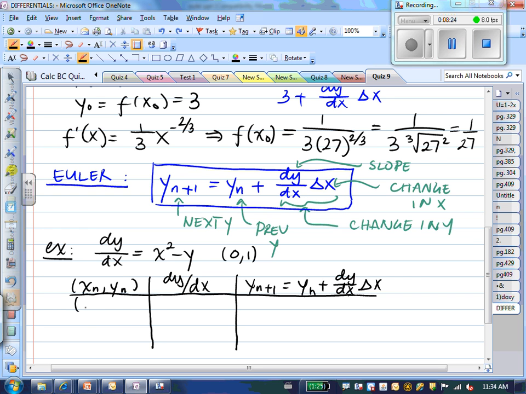So let's apply that. Our first coordinate is (0, 1). If I plug (0, 1) into the slope formula here, I get 0 minus 1, so I'm going to get negative 1 for my slope. So Euler says to get the next y, which we'll call y1, we take the previous y, which is 1, plus the slope, which is negative 1, and I need a delta x. It turns out we can choose that, so I'm going to pick delta x to be 0.1. In the book, I think this is called h. So times 0.1, I should get 1 minus 0.1, which is going to be 0.9.